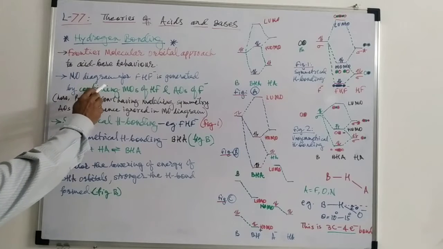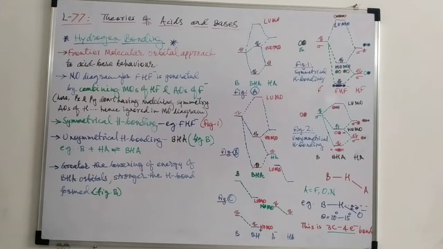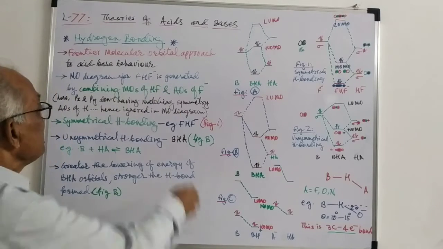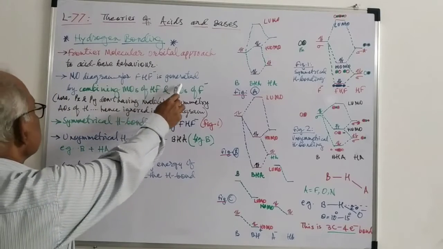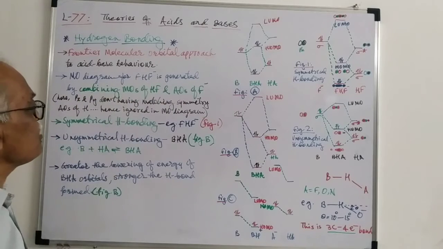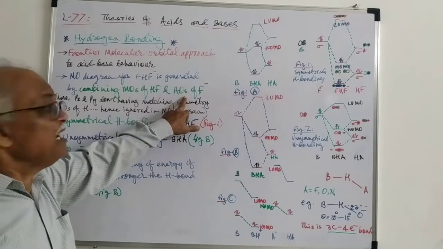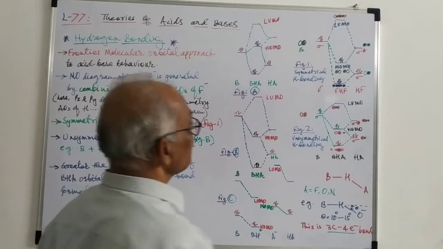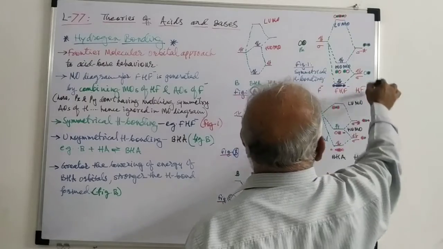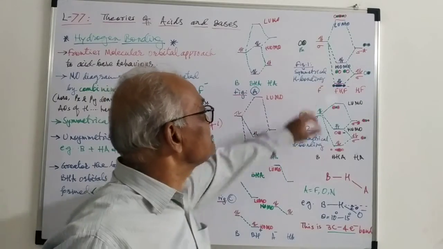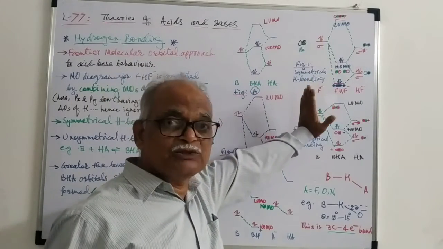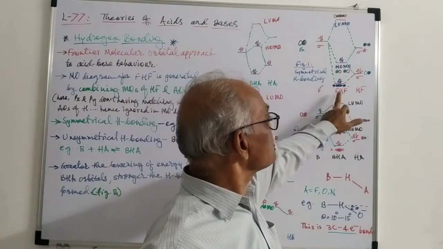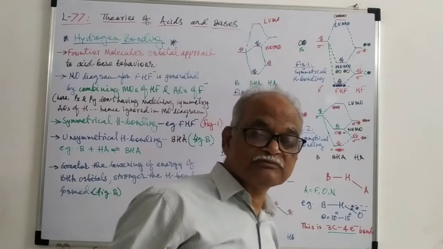Here we are also going to see the molecular orbital diagram for a symmetric species, that is FHF minus, which is generated by combining molecular orbitals of HF and atomic orbitals of F minus. In this diagram, figure 1 will explain symmetrical hydrogen bonding. We have taken the example of the formation of FHF minus.